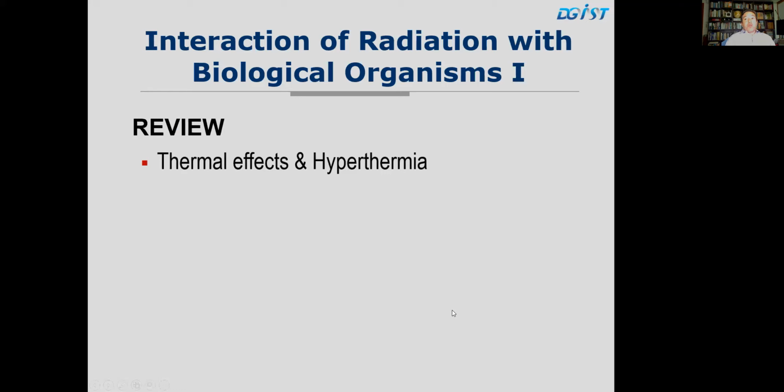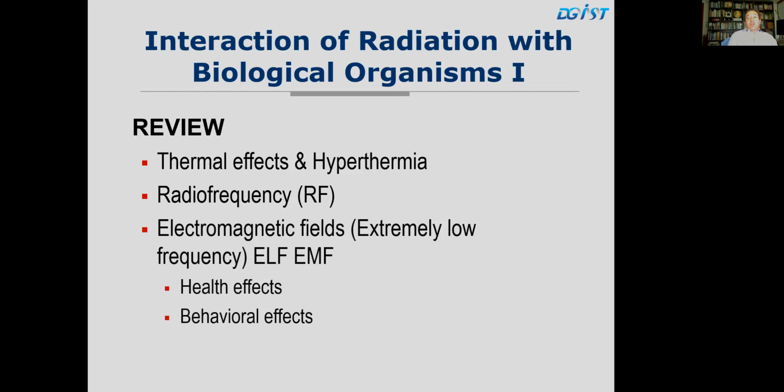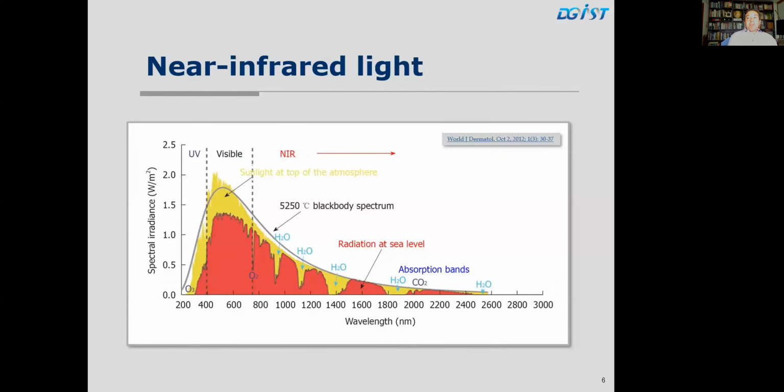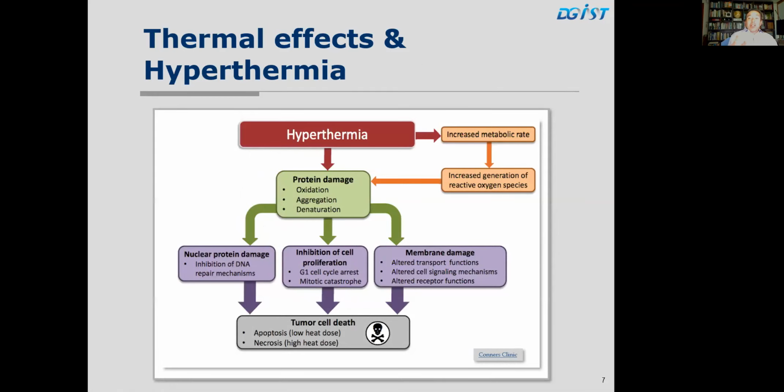So just by way of review, we talked about thermal effects and hyperthermia in the last lecture. We talked about radiofrequency methods. We talked about electromagnetic fields and the health effects and behavioral effects and some aspects of mobile phones. We made a very important distinction between ionizing versus non-ionizing radiation. We talked a little bit about light from the sun as a black body and near infrared light in the lower region here. And that's related to heat. We talked about thermal effects and hyperthermia.